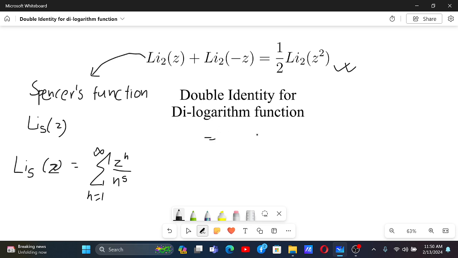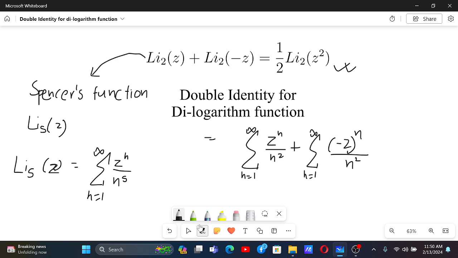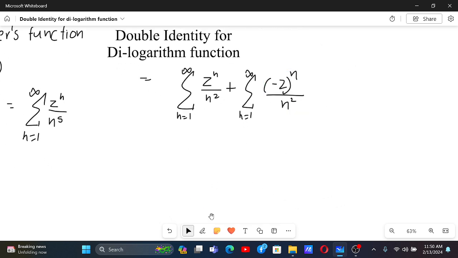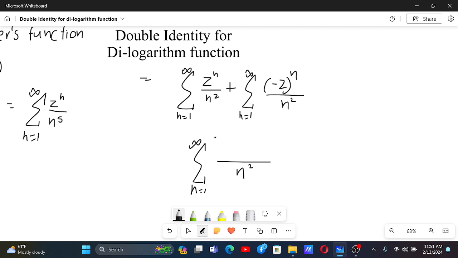Basically the first thing over here is just the sum for n going from 1 to infinity of g to the power n by n square. The second is the sum going from n equals 1 to infinity of minus g to the power n by n square. Now over here, how do we deal with the minus 1 to the power n? So basically now I can write this as the sum from n equals 1 to infinity, our denominator is the same, n square, and over here we have g to the power n plus minus 1 to the power n times g to the power n.